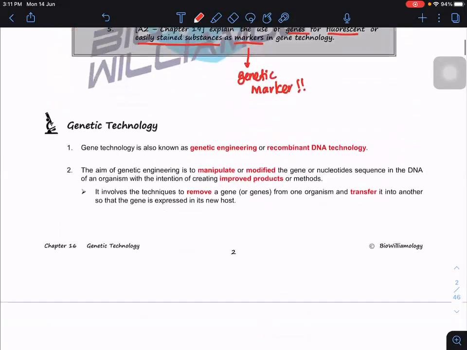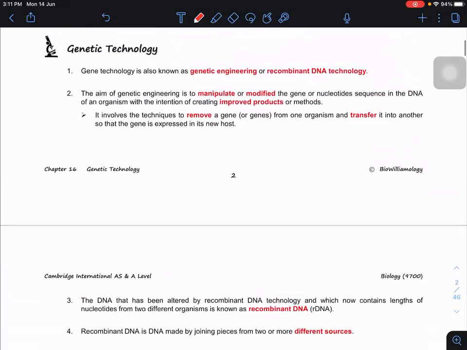So we started with the definition of genetic technology. Sometimes we also call it genetic engineering or recombinant DNA technology. So recombinant here, what's the idea? What does recombinant mean? Recombinant means recombine.